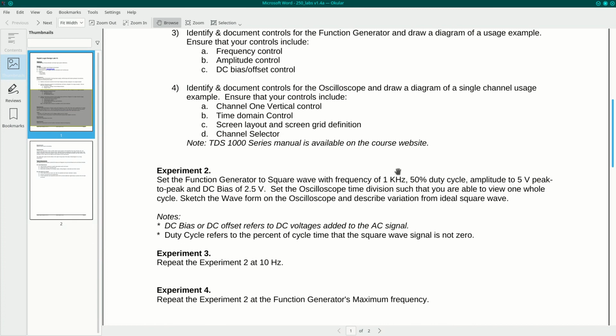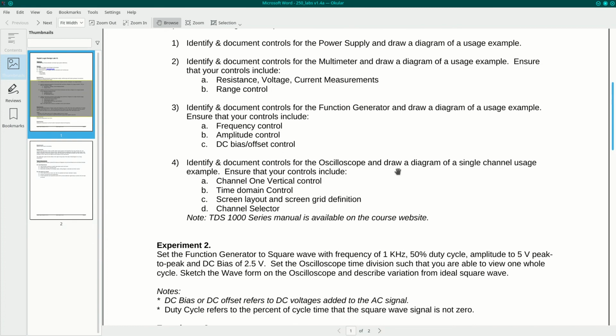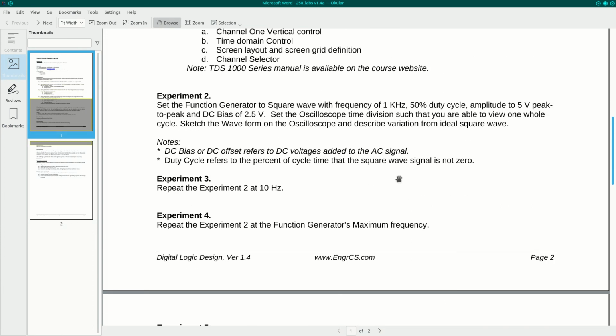All right, so that's experiment 1. So you're exploring these and documenting what you've discovered. Experiment 2 is working with the function generator and the oscilloscope. So 2, 3, and 4, you're basically setting the function generator to make a square wave. So high, low, high, low, high, low, equal amounts of time, high and low.